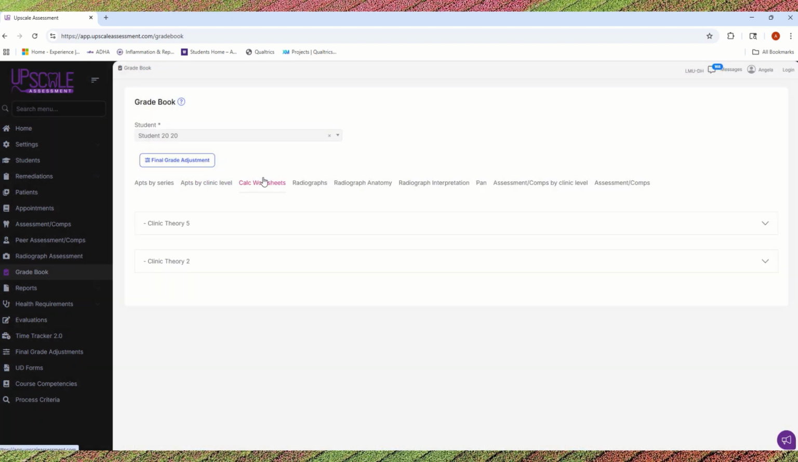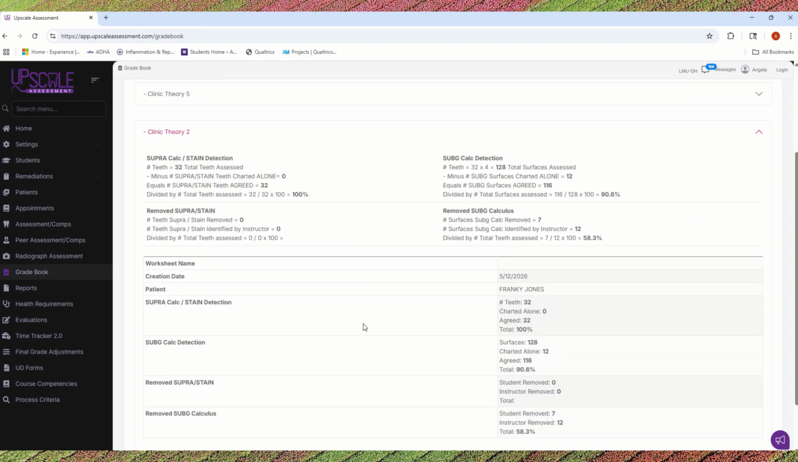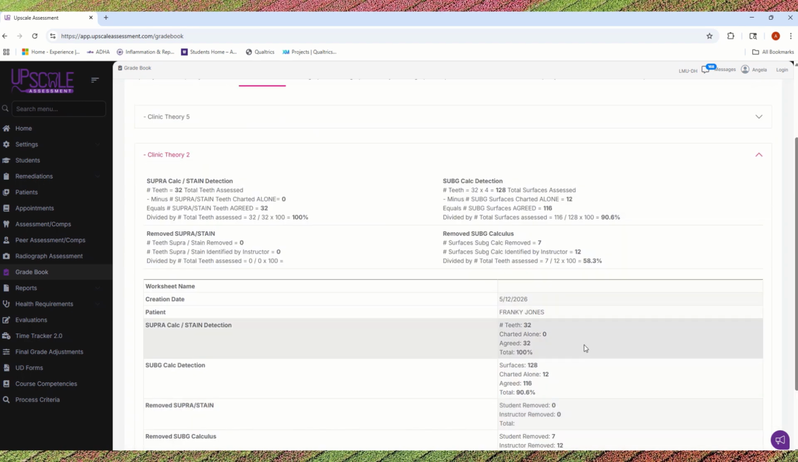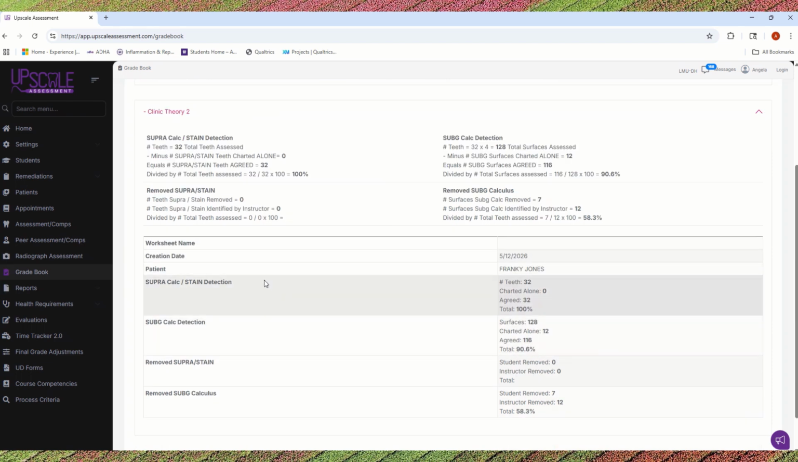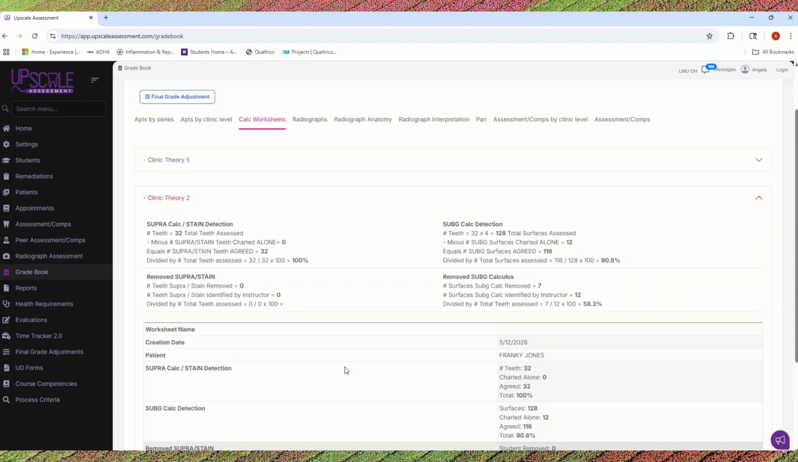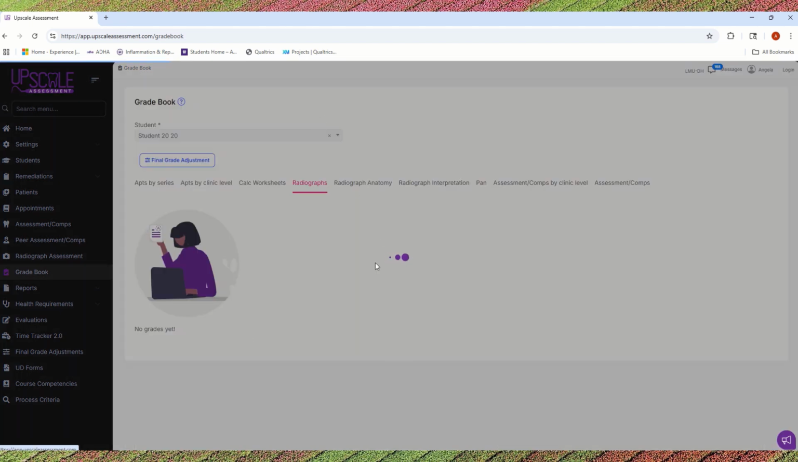Calculus worksheet. If you wanted to take a look at this, they'll have clinical theory 1, 2, 3, 4, 5. If you click on this, then it kind of gives you an idea of how many patients they've seen, and then it kind of breaks it down to where the student is missing most of their calculus. Is it sub? Is it supra? And so that gives you a little bit of an idea to have a good understanding of where the student's calculus detection is.